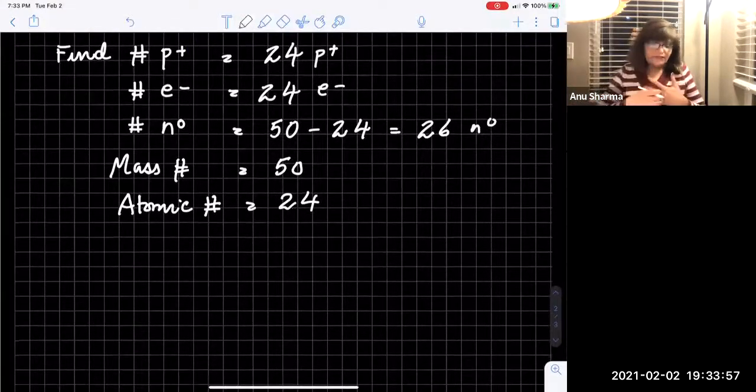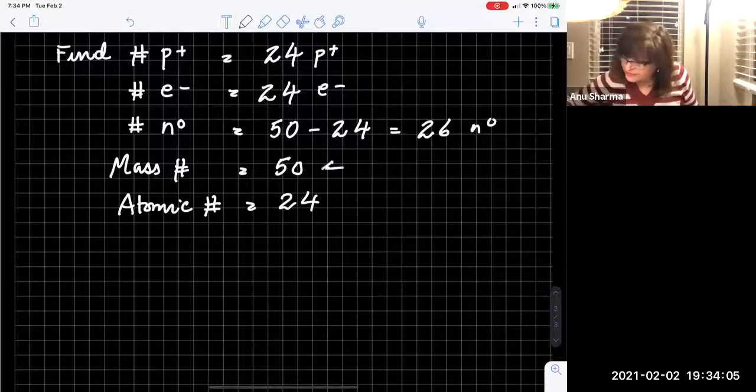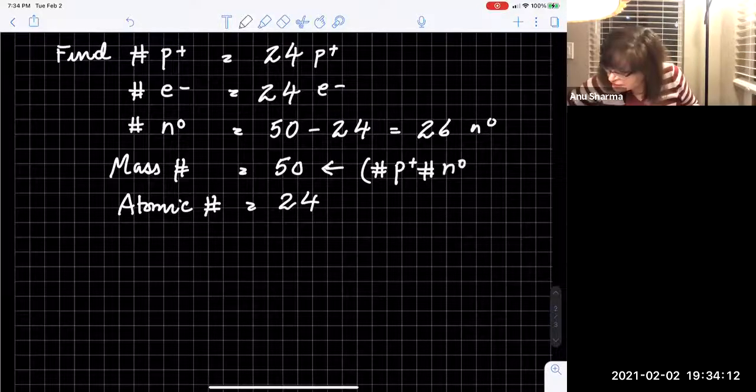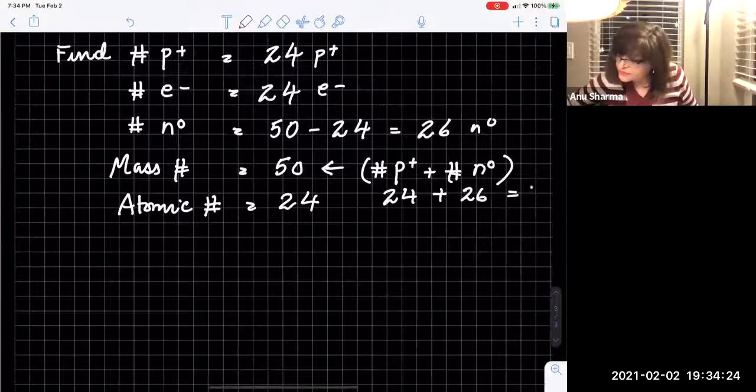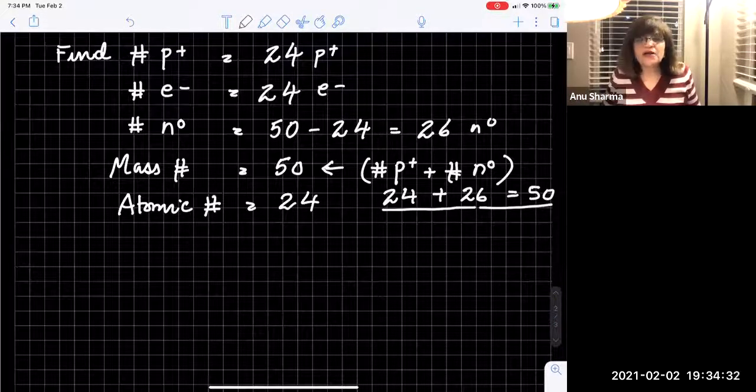Another thing you have to notice here is very interesting. The mass number 50 is the number of protons plus the number of neutrons, which means 24 plus 26, and that equals 50. Now that is an exact number, a very simple exact number, right?